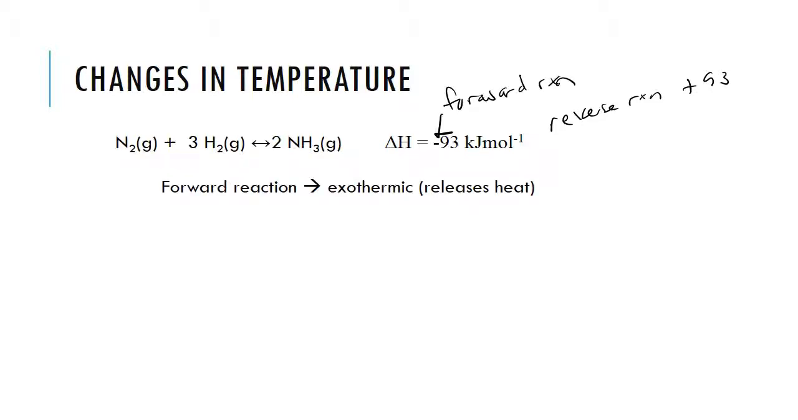So if we look at what's given, the forward reaction, because it's negative 93 kilojoules per mole, is exothermic. That means it is releasing heat to the surroundings. So the heat is going out of the system, and you have to keep that in mind when we're talking about temperature.